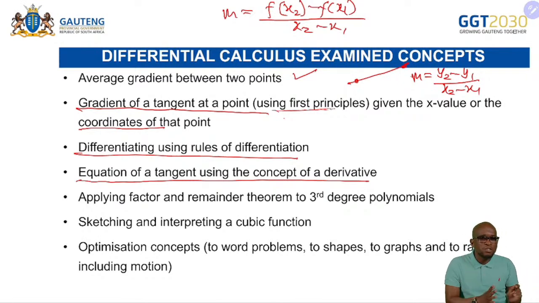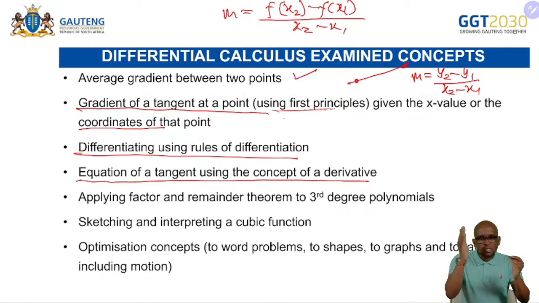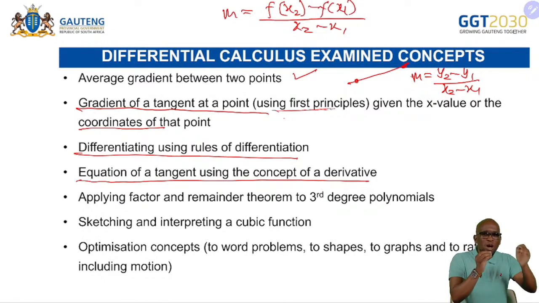Whatever you get will tell you how the gradient changes as the values of x change. It has nothing to do with the function. It's not telling you how the function changes as x changes. Once you differentiate and work out the derivative, you will be finding the relationship between the gradient as well as the values of x. It tells you how the gradient changes as the x values change.